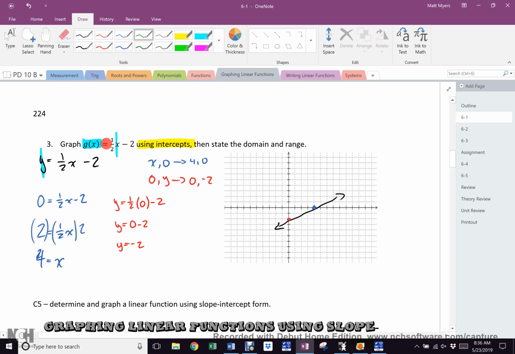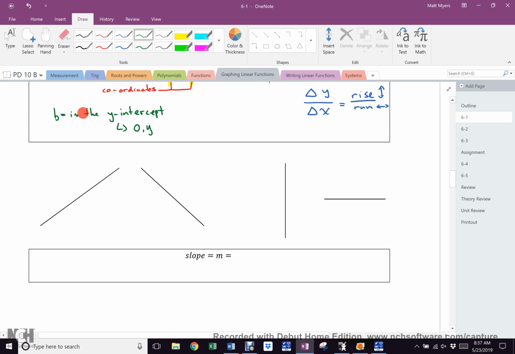When this is, does this look like y equals mx plus b? Y is isolated. I've got a constant. I've got a number with x. When this is 0, what happens? It drops out. What's my y-intercept? -2. Everybody cool? So b is the y-intercept, 0, y, because the mx drops out when x equals 0. Does everybody understand that equation?